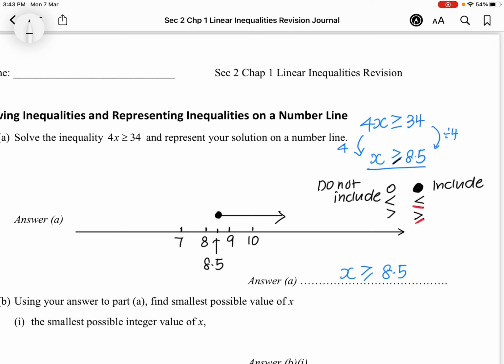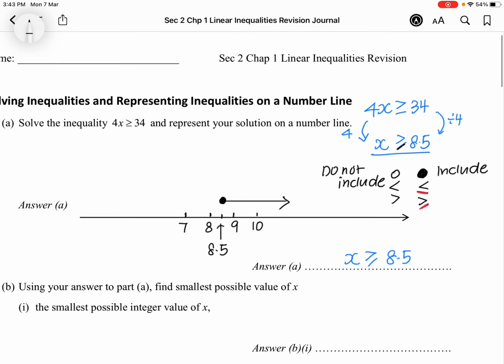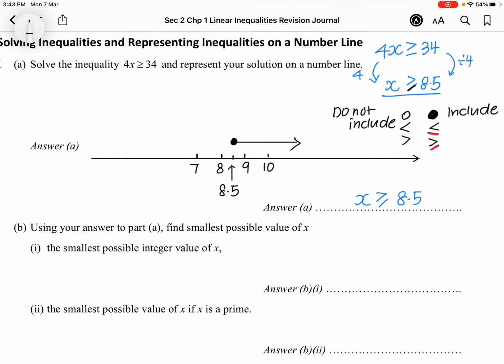Okay. Next part, part B. Using your answer to part A, find the smallest possible integer value of x. What does integer mean? Integer means the whole number. So in this case, can I include 8.5? Well, 8.5 is not an integer. And I want numbers that are bigger than 8.5. So in this case, my nearest, smallest possible integer would be the number 9.